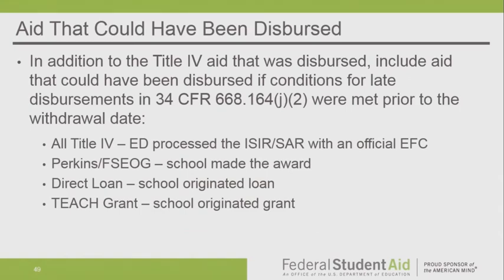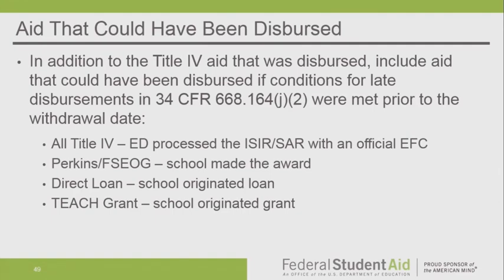The first question that always comes to me is, well, why do we have to do that? We'll get to that in just a second, but in order to determine the aid that could have been disbursed, you're basically looking at aid that you calculated the student was eligible for, awarded or originated, if it met the requirements for a late disbursement. And you see the regulation right here in 668.164 that talks about late disbursements. You can find that same information in the handbook. Aid that meets those late disbursement requirements can be included as aid that could have been disbursed.